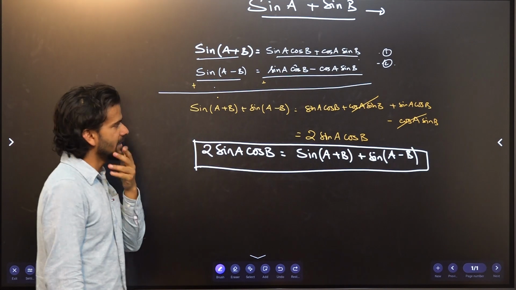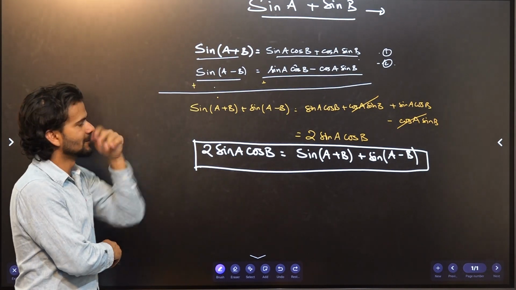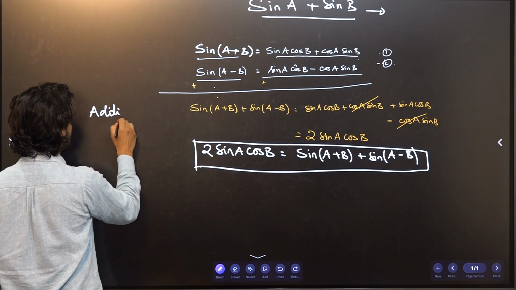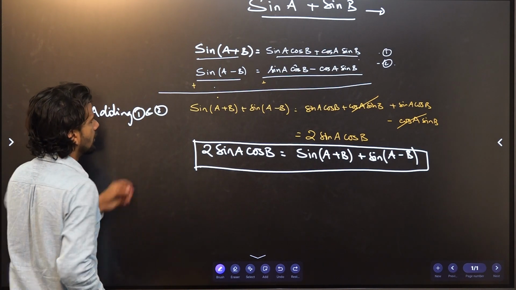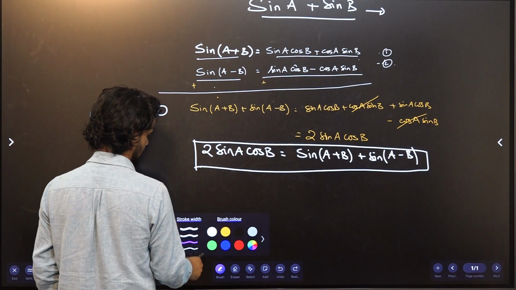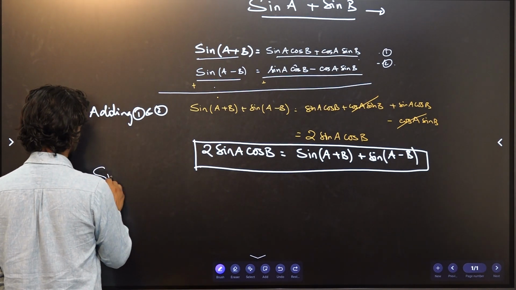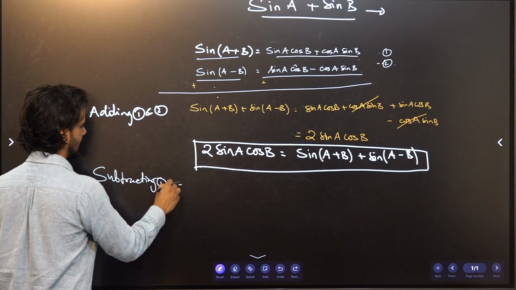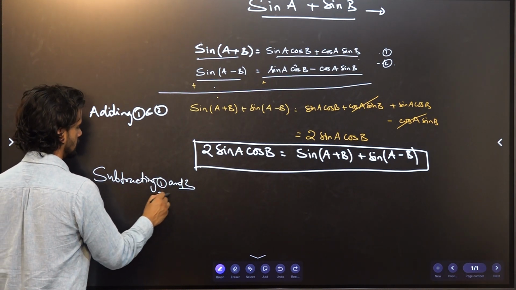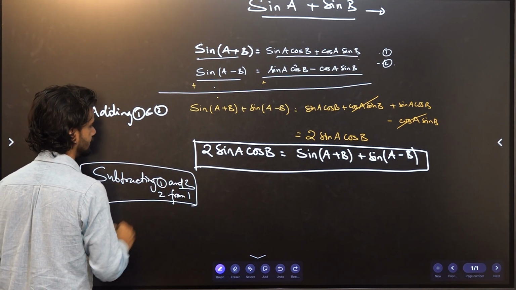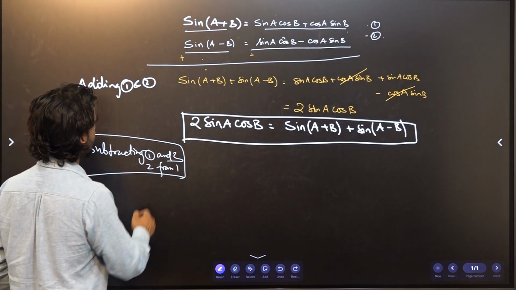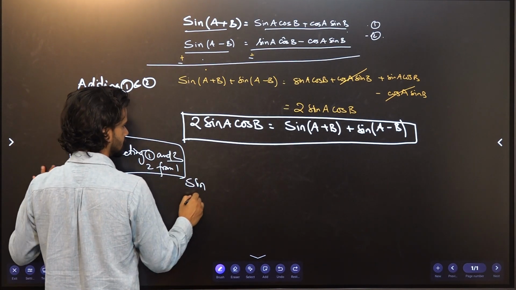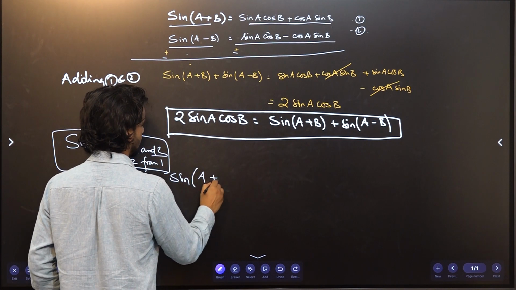Similarly, if we do minus, what can you see here? If we subtract these two, equation 2 from 1, tell me what can you see? 2 cos A sine B is equal to sine A plus B minus sine A minus B. What will happen now? When you subtract, minus is going to be here, minus is going to be here, right? Sine A plus B minus sine A minus B.